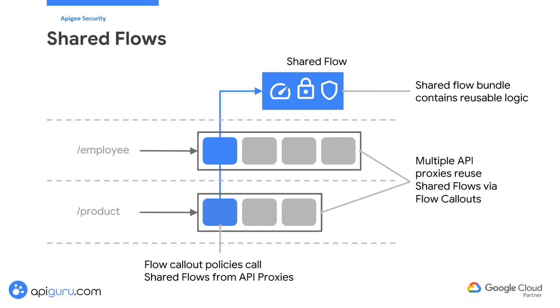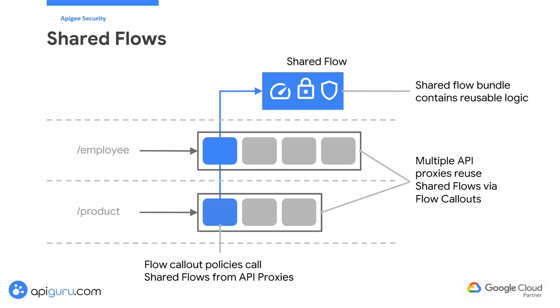A shared flow ensures consistency, reduces development time, and simplifies code management by centralizing useful functionality in various contexts. This approach helps streamline your API development process and maintains uniform behavior across your APIs.